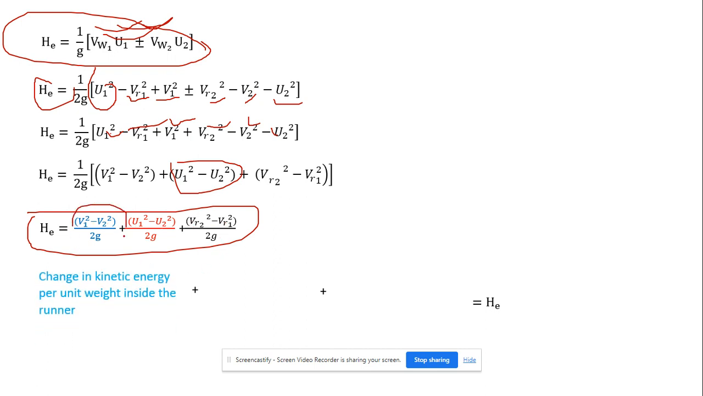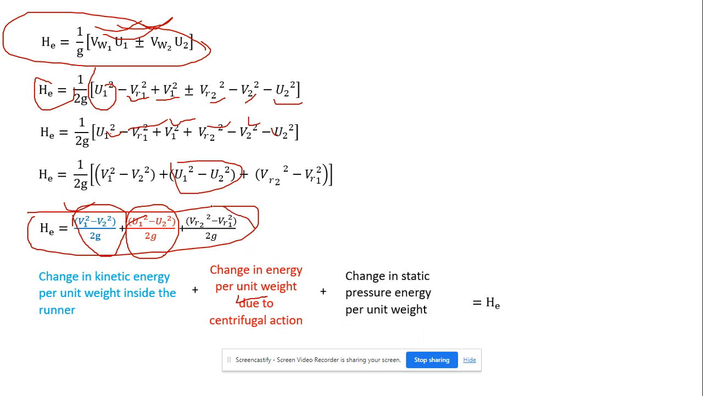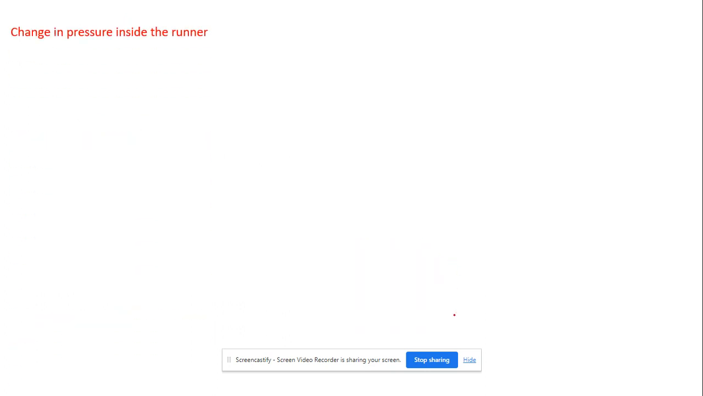Here, the first term is the change in kinetic energy per unit weight inside the runner. U1 square minus U2 square by 2Z is the change in energy per unit weight due to centrifugal action. VR2 square minus VR1 square by 2Z is the change in static pressure energy per unit weight. Now, the change in pressure inside the runner is the sum of U1 square minus U2 square by 2Z plus VR2 square minus VR1 square by 2Z.